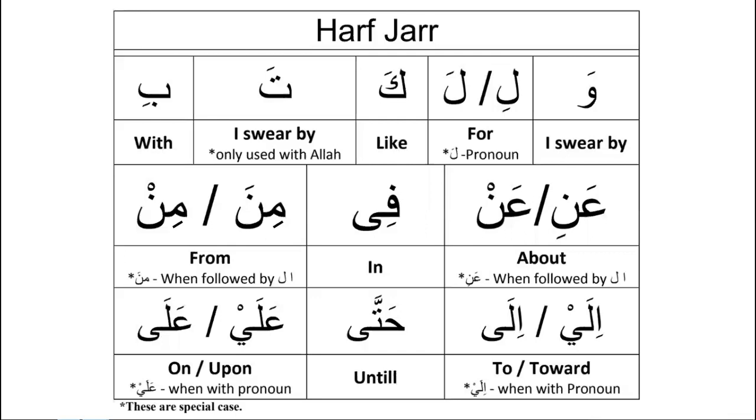Ba means what? With. Ba always comes as b, like this, b. Always, and it will mean with. So ba means with.